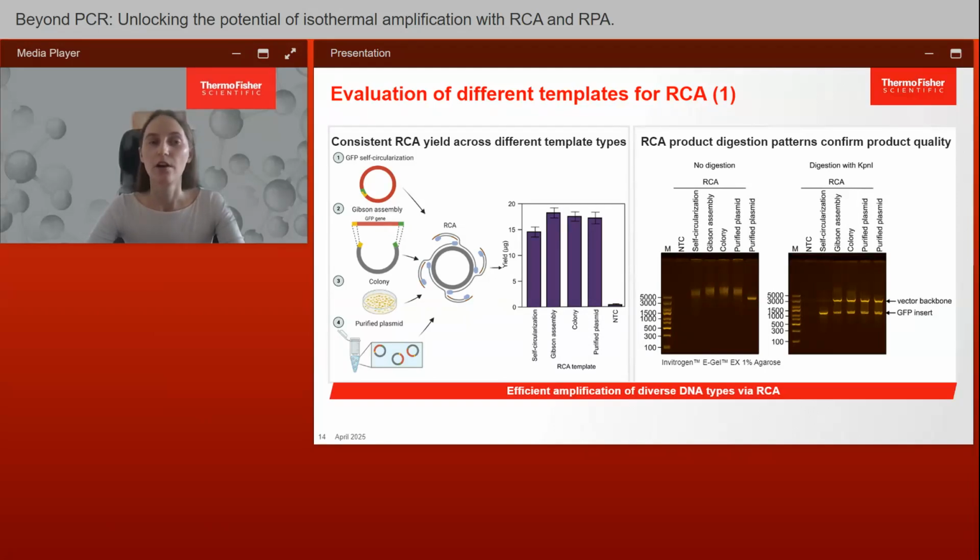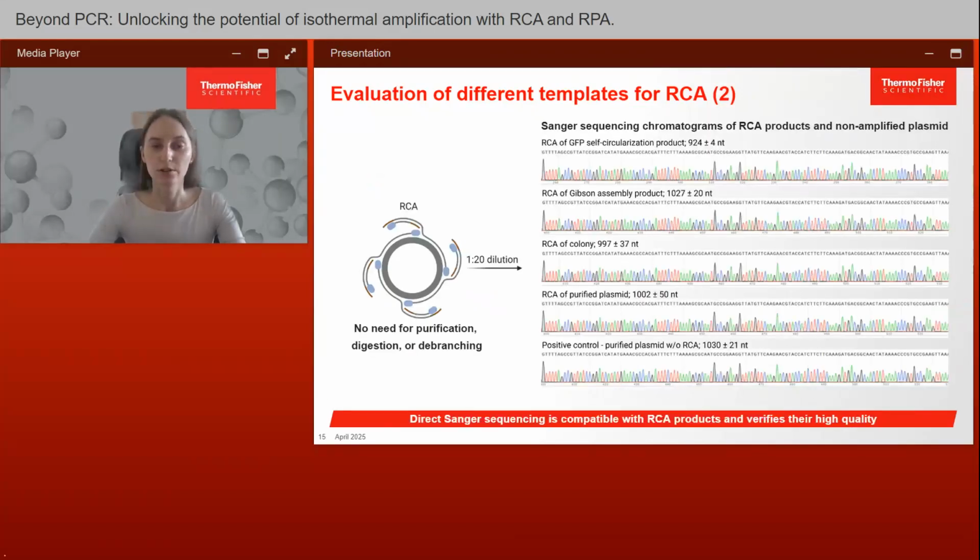So overall, these results confirm that RCA enables high-yield DNA amplification from a wide range of starting materials, whether it's Gibson assemblies, self-circularized products, and even bacterial cells.